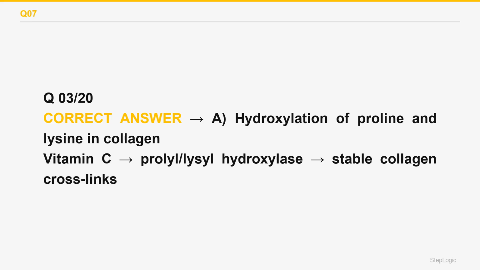Choice B, gamma carboxylation, is vitamin K's role. Choice D, homocysteine methylation, involves B12 and folate. Vitamin C also aids iron absorption and acts as an antioxidant, but the collagen hydroxylation defect is what produces the classic scurvy picture.